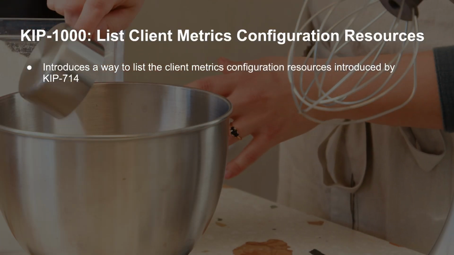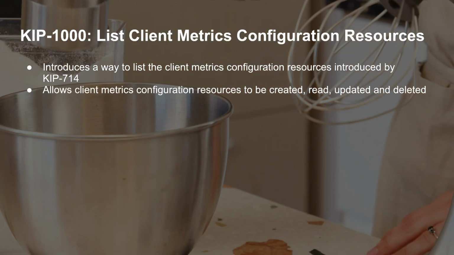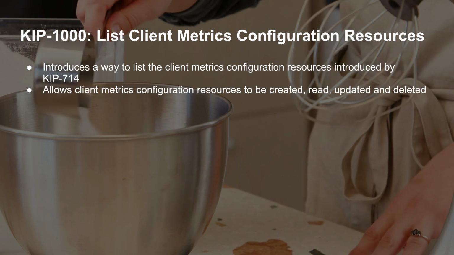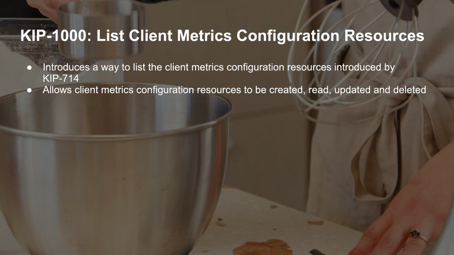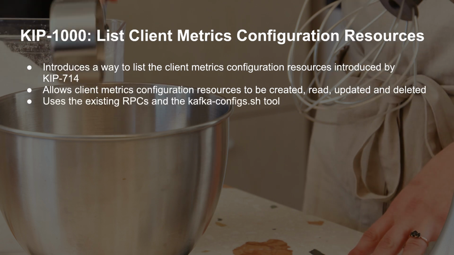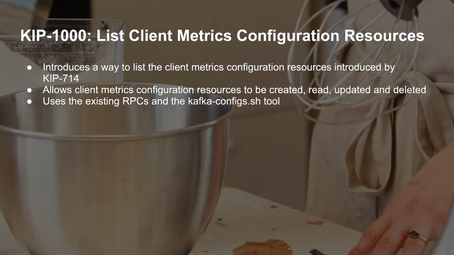Now, a few client configurations were added in order for KIP 7.1.4 to work, and that's where KIP 1000 comes in. KIP 1000 gives us the ability to list out, update, and delete the configurations that are necessary to enable the cluster to receive the client metrics. It uses the existing RPCs and Kafka configs tools to do so.